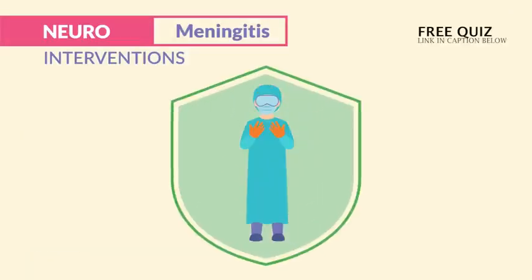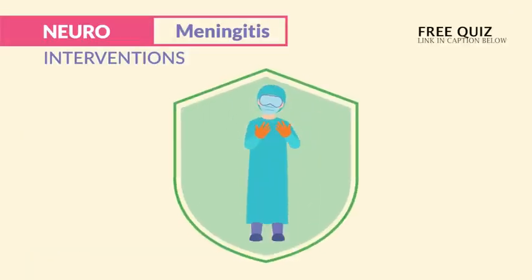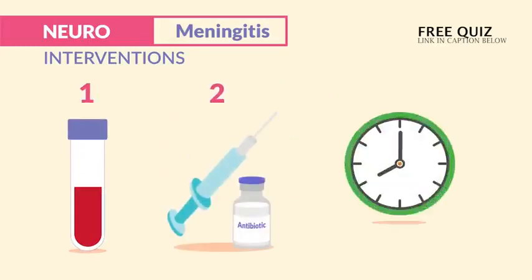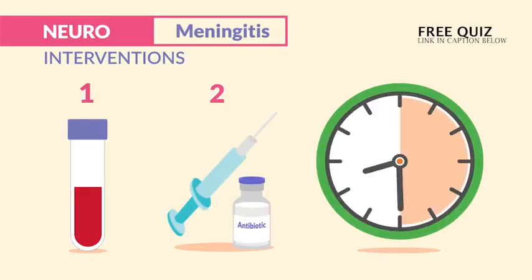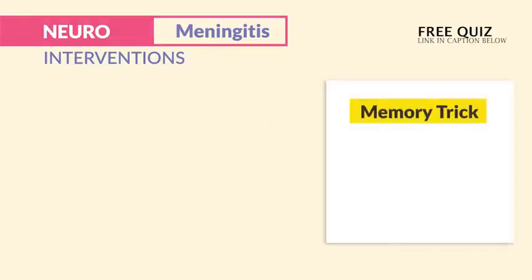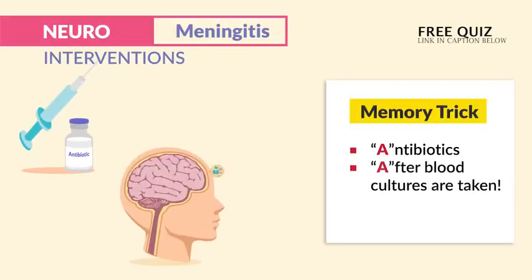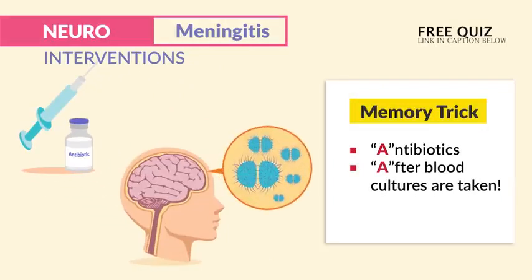Okay, now after the PPE is in place, then we take labs, specifically taking blood cultures first. And then we give antibiotics second, within 30 minutes of admission. So the memory trick, think antibiotics we give after the blood cultures are taken, for bacterial meningitis, of course.